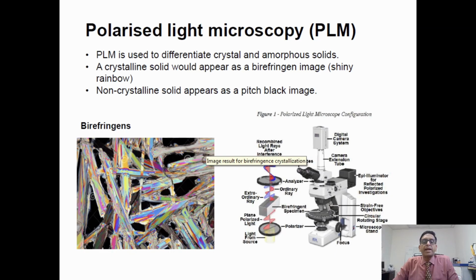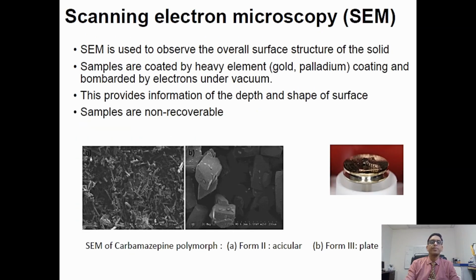Another method, polarized light microscopy, PLM, is used to differentiate crystalline and amorphous solid components. Crystalline solids appear as green prism images or shiny rainbow structures, and non-crystalline solids appear as a pitch black image, which indicates how we can differentiate the amorphous form and crystallinity.